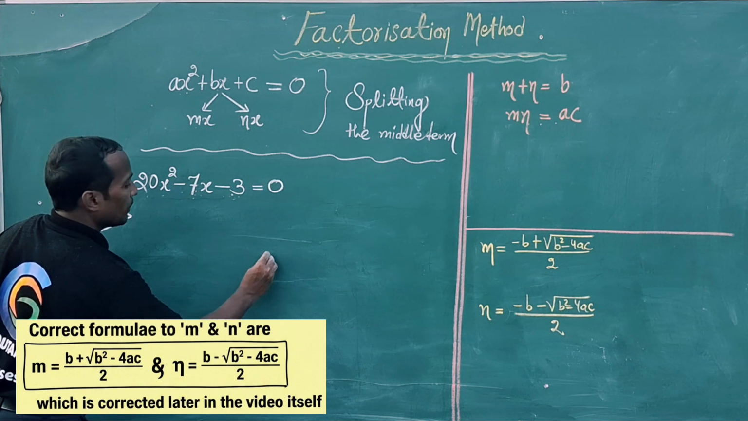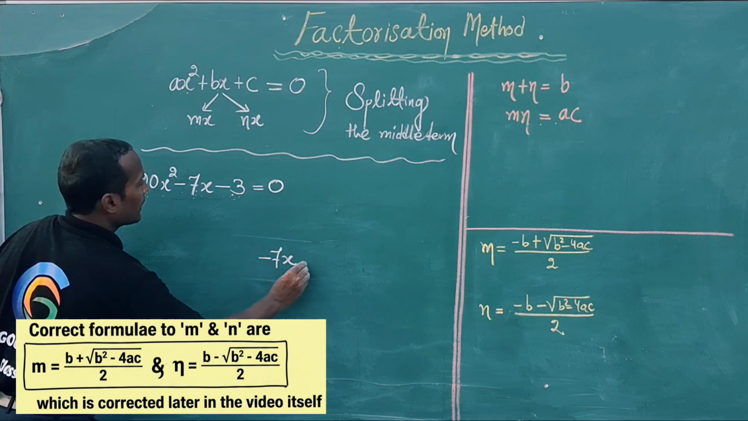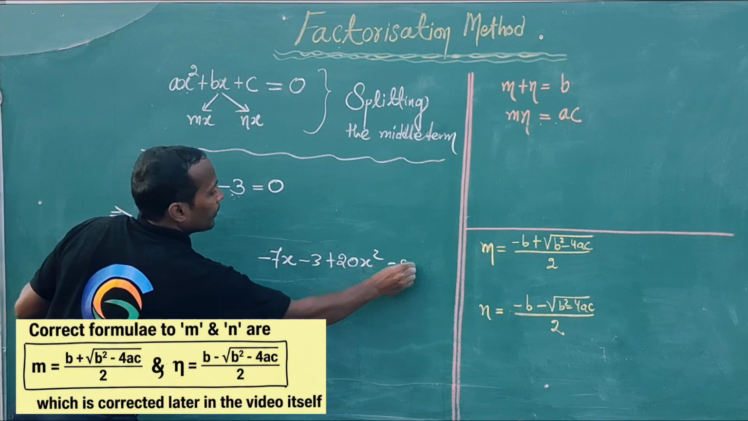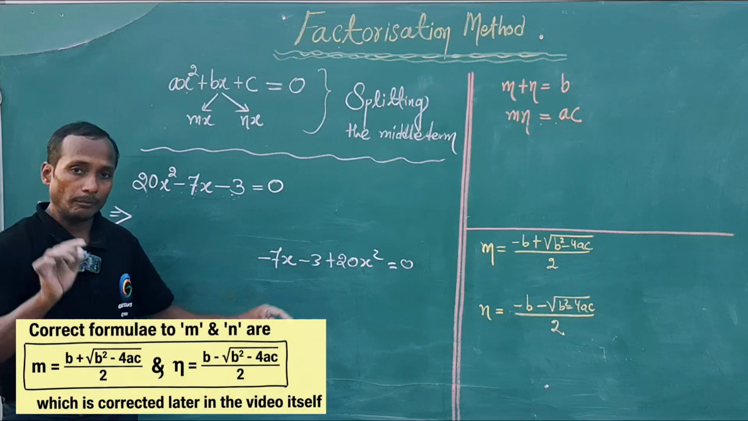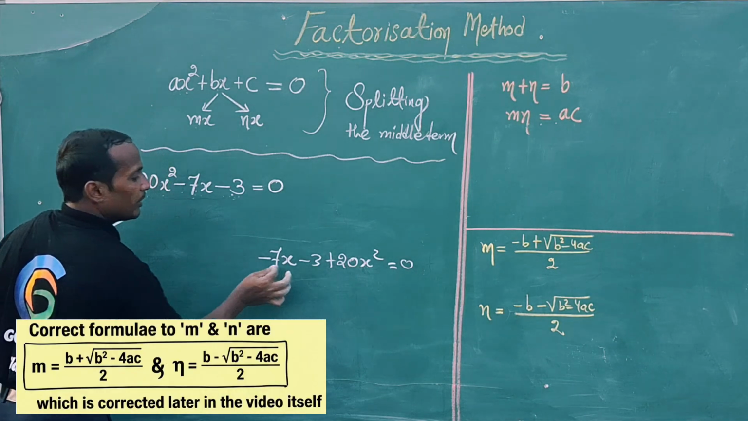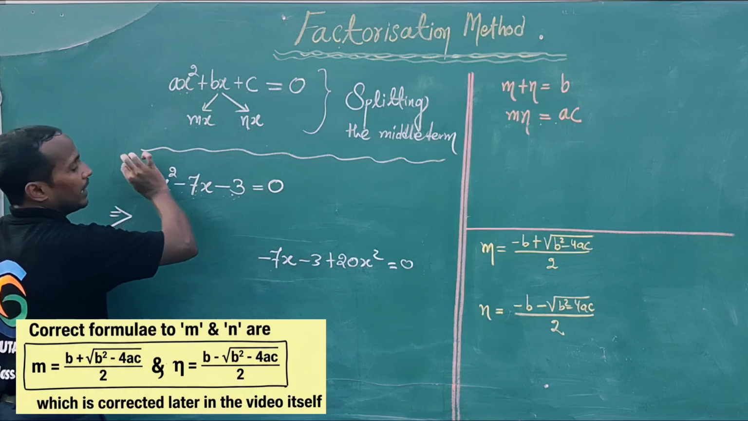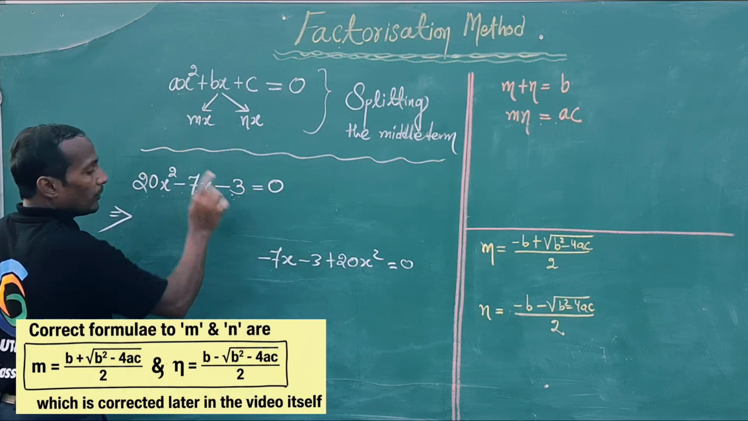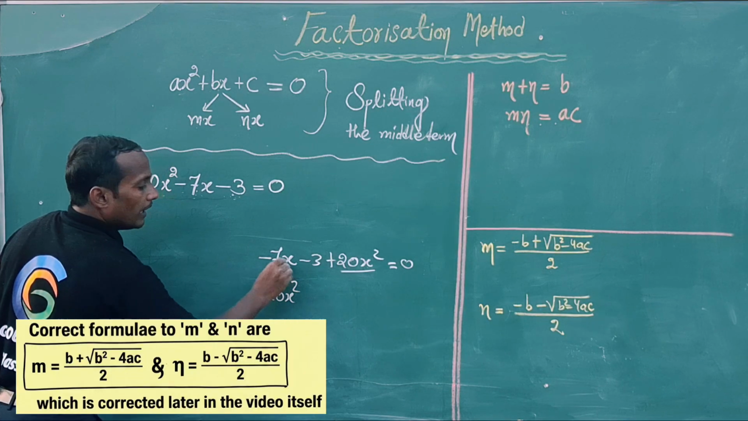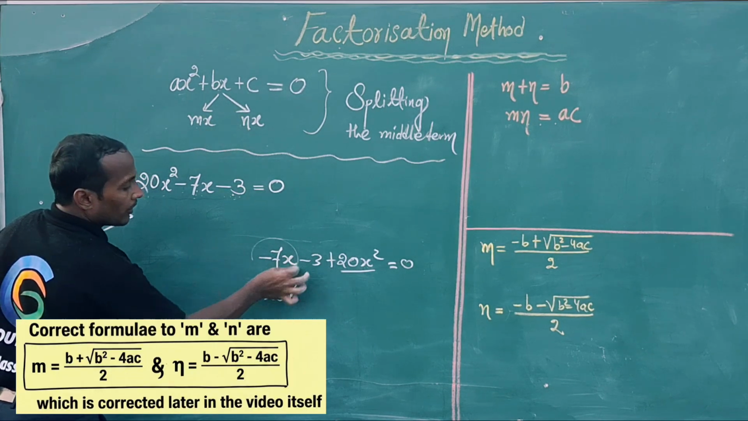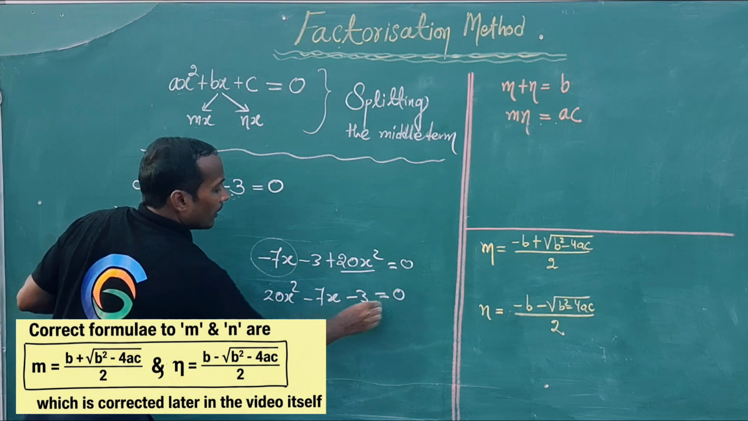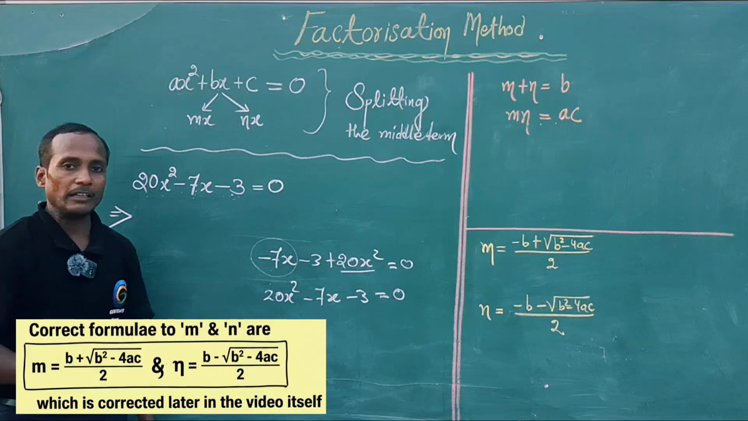Suppose I give you it like this: minus 7x minus 3 plus 20x square is equal to 0. While working on such a case, please make sure that before you work, the arrangement of the terms matches the standard form. Ax square should be the first term, meaning 20x square, in the beginning. And then the term bx. Who is bx? Minus 7x. So write that in the second place. Then minus 3.